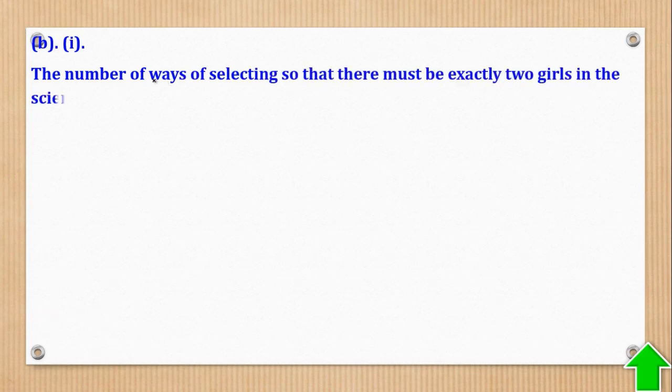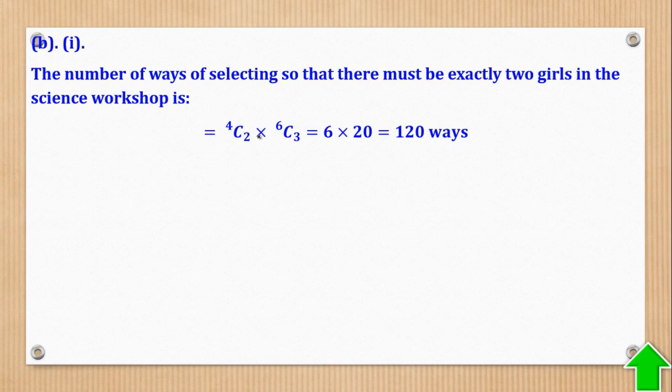So the number of ways of selecting so that there must be exactly 2 girls in the science workshop will be that. So 2 girls. From 4 girls you pick 2. Then the other one will come from the 6 boys, which is 3. To give now 4 combination 2 is 6, and 6 combination 3 is 20. Multiply the 2 to give you 120 ways.